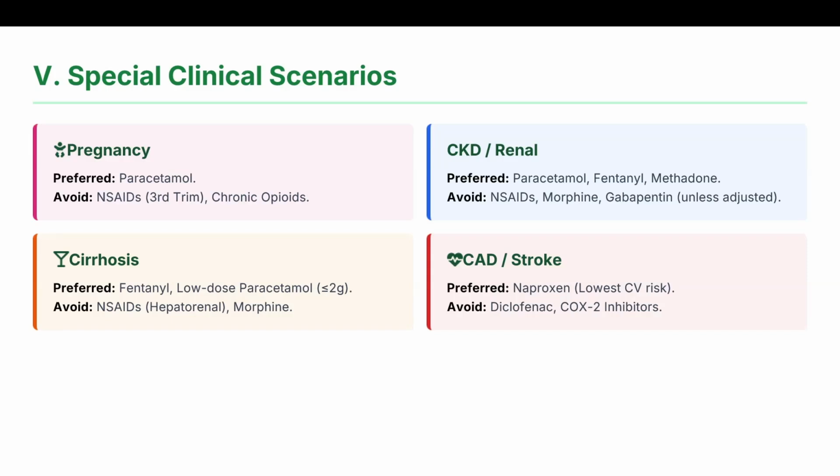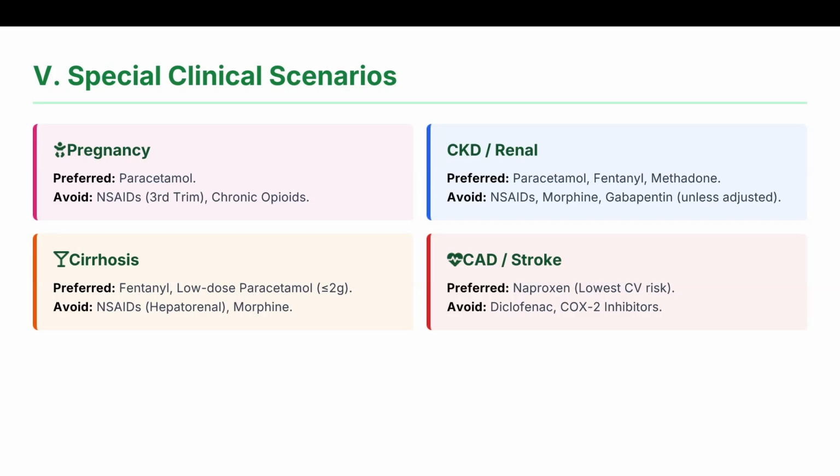So various other special clinical scenarios: in pregnancy, paracetamol is the go-to drug of choice for analgesia. Avoid NSAIDs in the third trimester, as they can lead to premature closure of the ductus. And always avoid chronic opioids in pregnancy.